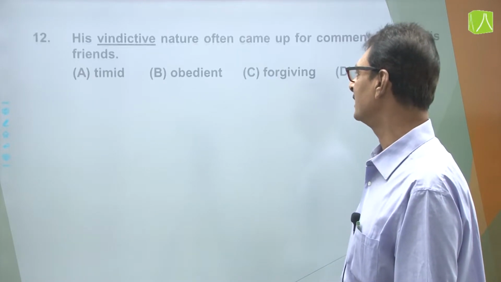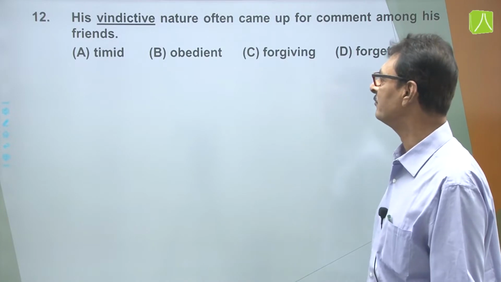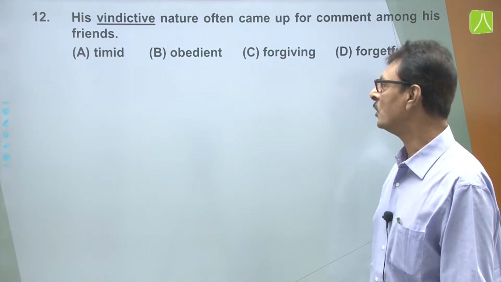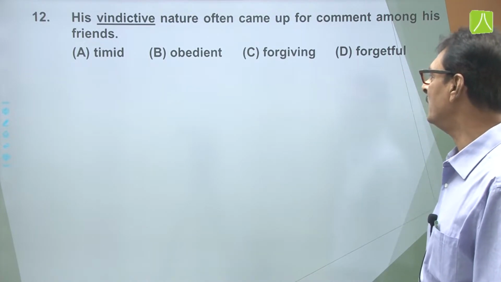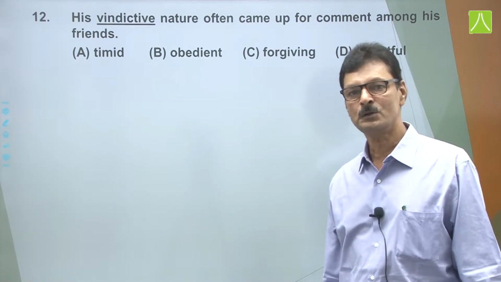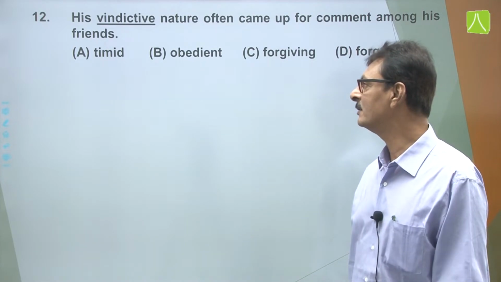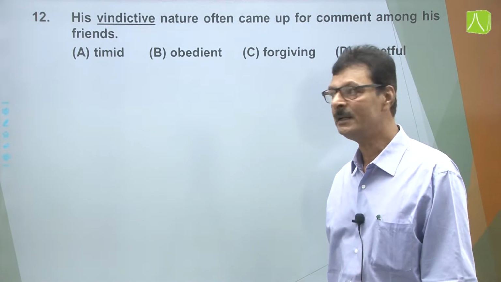Moving on to the next one. His vindictive nature often came up for comment among his friends, and the options given to you are timid, obedient, forgiving or forgetful. क्या दोस्तों? What will be the correct answer? What will be the antonym for this word vindictive? Do you know the meaning of this word vindictive?